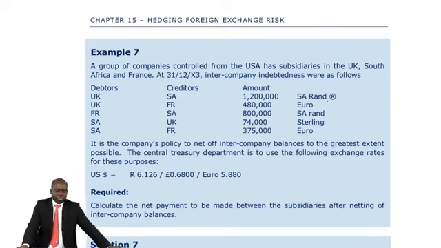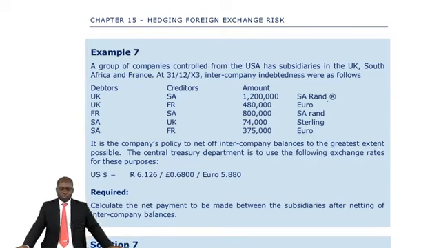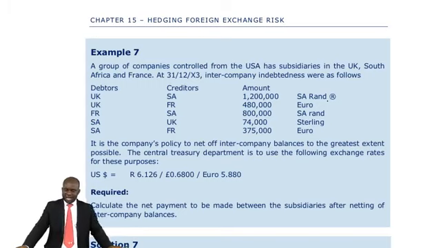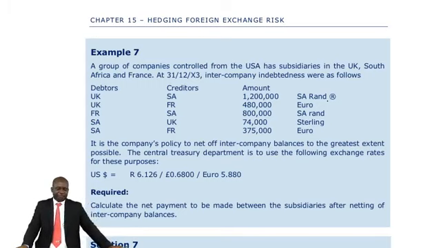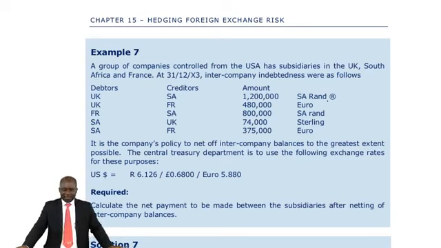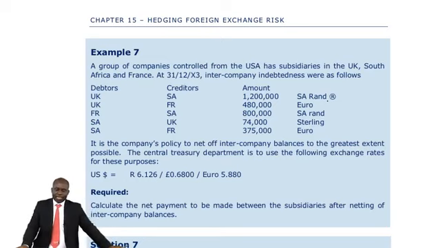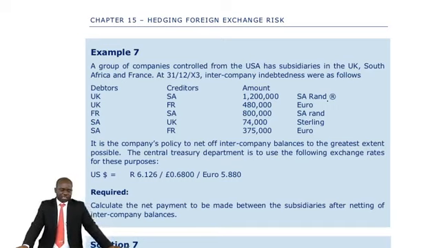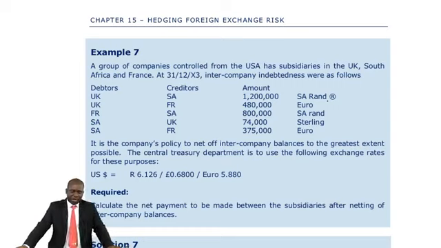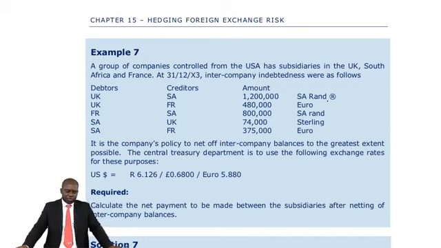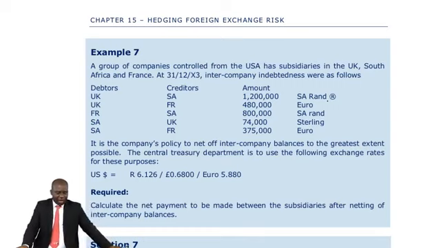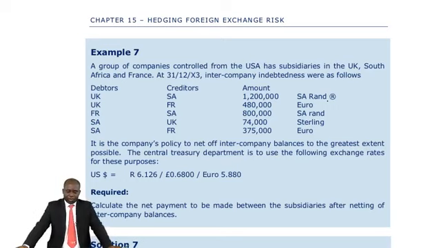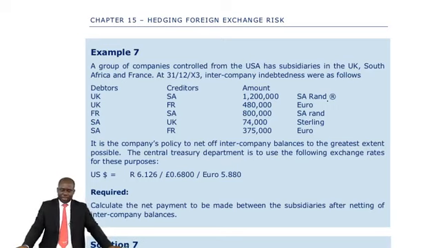Okay, a group of companies controlled from the USA has subsidiaries in the UK, South Africa, and France. At 31st 12x3, intercompany indebtedness were as follows: debtors, creditors, amount. It is the company's policy to net off intercompany balances to the greatest extent possible.